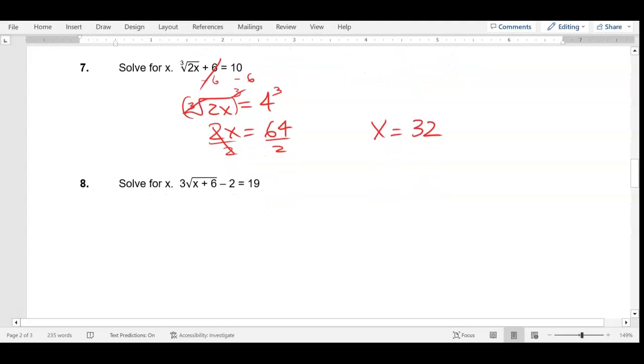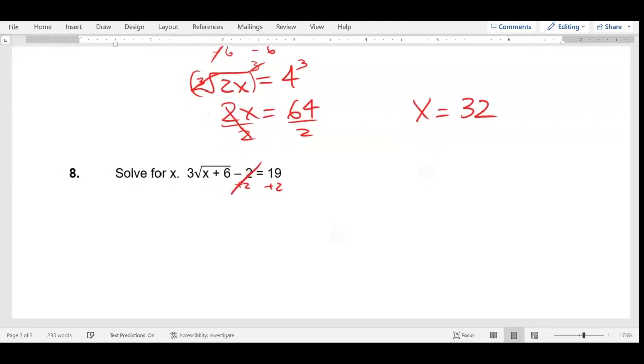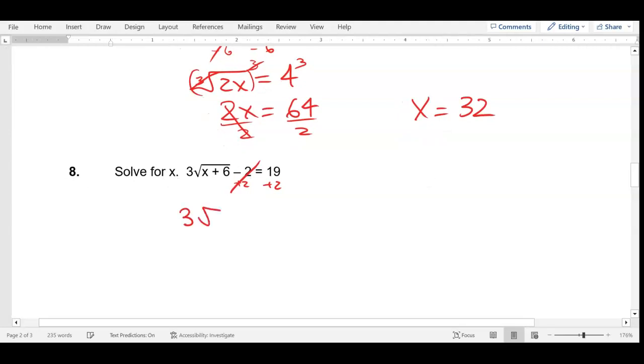All right, same idea here. We want to get the radical by itself, the square root by itself. So before I can get rid of the 3 in front of it, I have to get rid of the loner, minus 2. The opposite of minus 2 is plus 2. So bring down 3 square root of x plus 6. 19 plus 2 is 21.